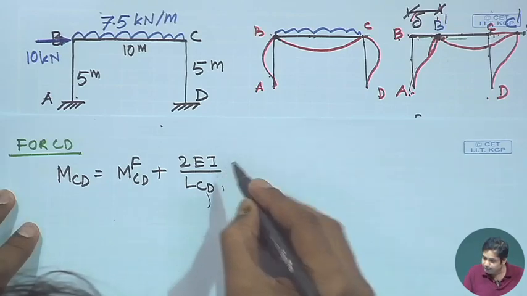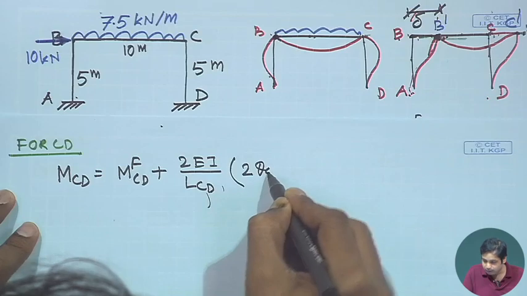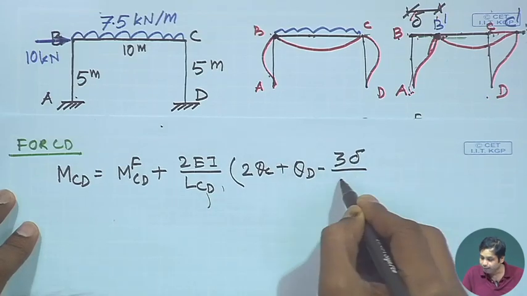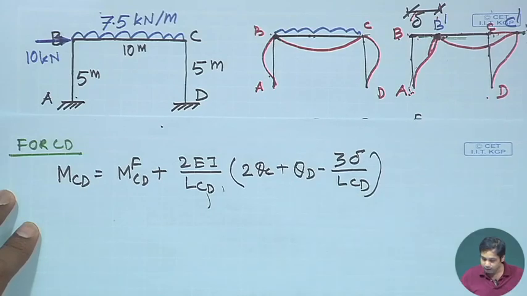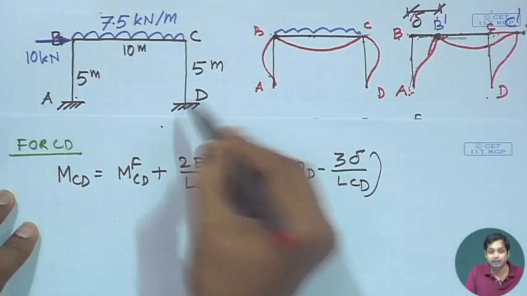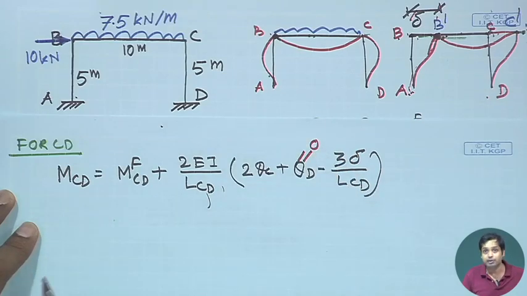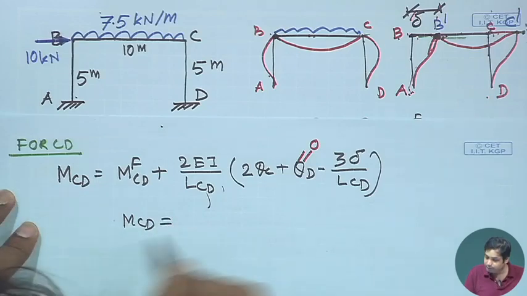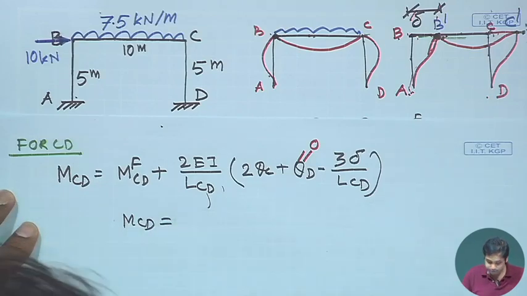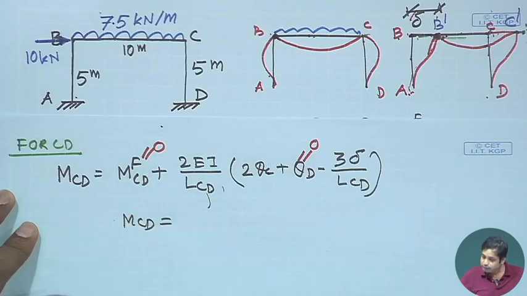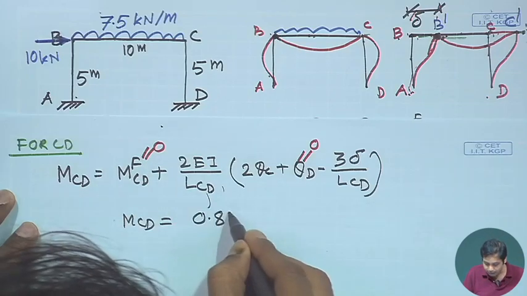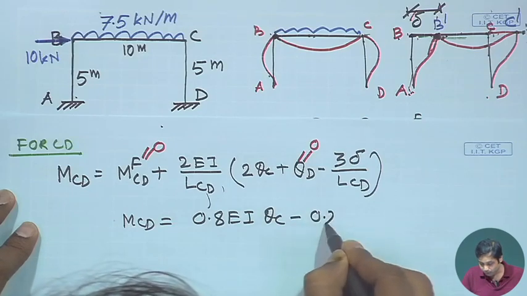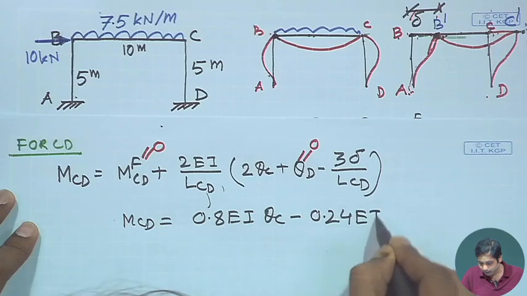Okay. So, this becomes 2 theta C plus theta D minus 3 delta by LCD. Again theta D is equal to 0 because it is a fixed end. So, this becomes 0, and then the final expression becomes MCD is equal to, and this is also 0, this is also 0. So, MCD is equal to 0.8 EI theta C minus 0.24 EI delta.